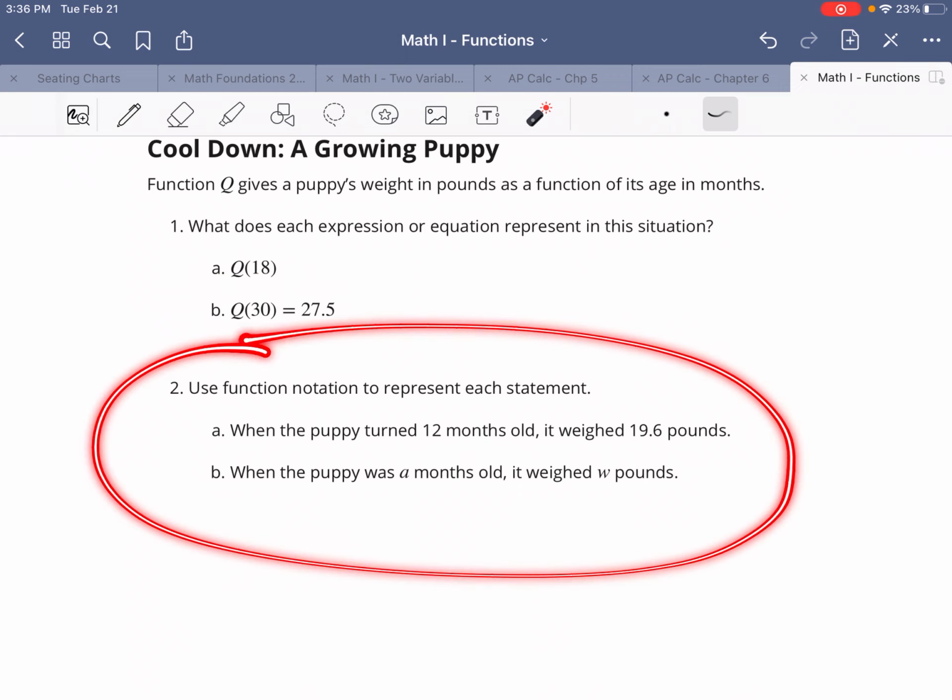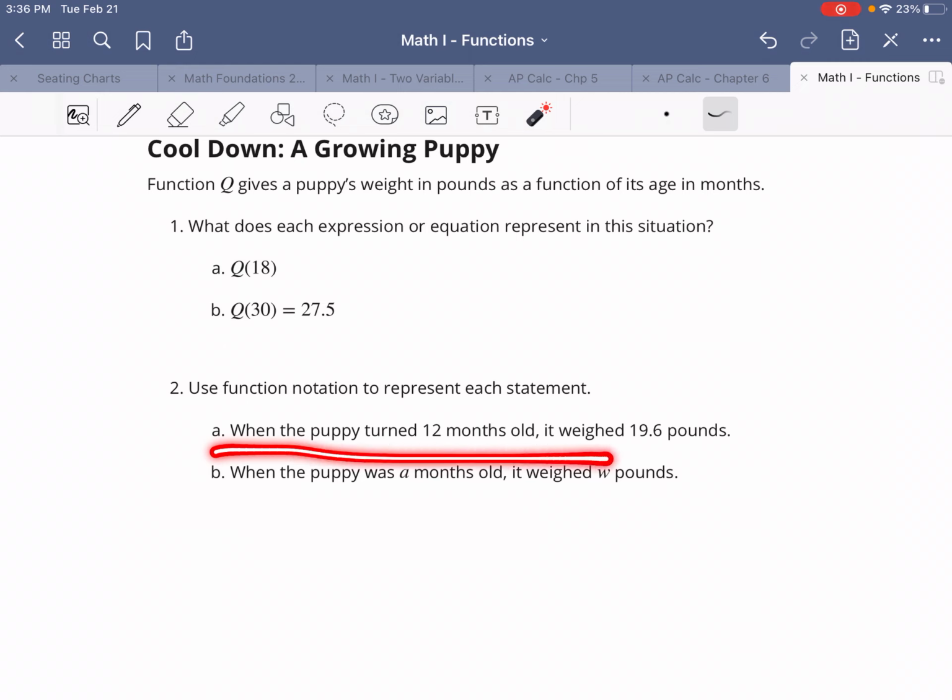Then use function notation to represent each statement. When the puppy turned 12 months old, it weighed 19.6 pounds. Or when the puppy was a month old, it weighed w pounds.